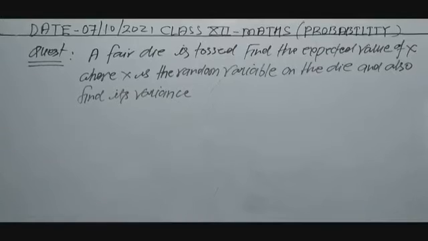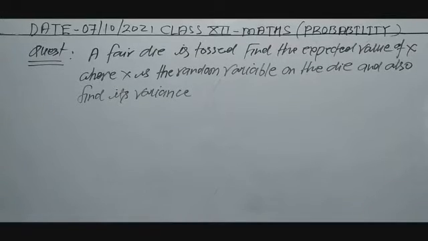Now class, in this question, a fair die is tossed. Find the expected value of x, where x is the random variable. Now you know the sample space in a single roll of a die is 1, 2, 3, 4, 5, 6, and each has probability 1 by 6, you know.